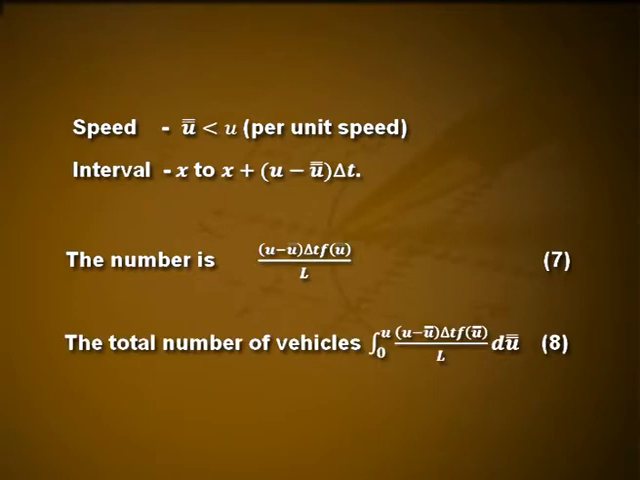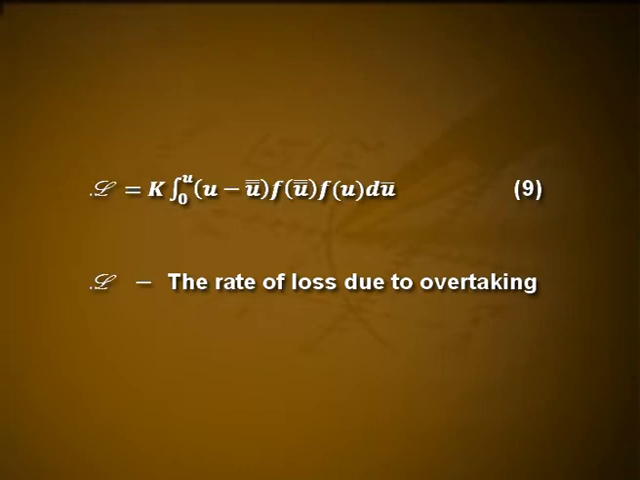The total number of such vehicles is integral 0 to (u minus u double bar) into delta t into f of u double bar by L into d u double bar. And as before, the rate of loss due to overtaking for such vehicles is L equal to k into integral 0 to u of (u minus u double bar) f of u double bar f of u du double bar.